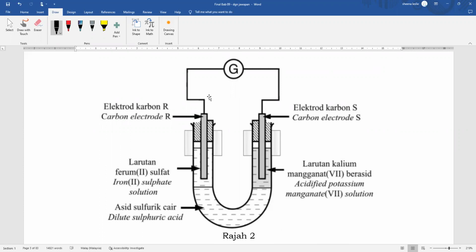The acidified potassium manganate 7 solution is undergoing reduction, so it is the oxidizing agent. Yes, correct. Remember, the acidified potassium manganate 7 is my oxidizing agent. Okay, another person. Any more information that I need to write down here?